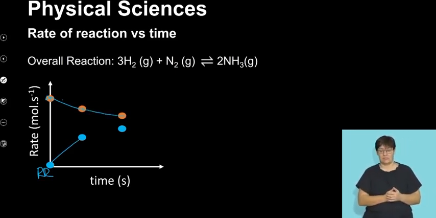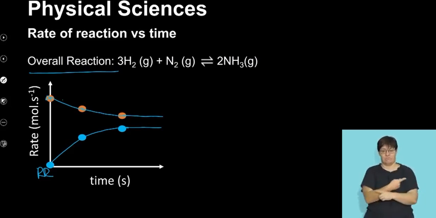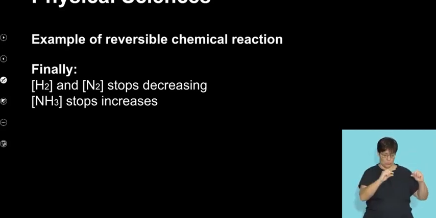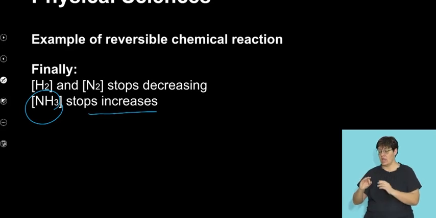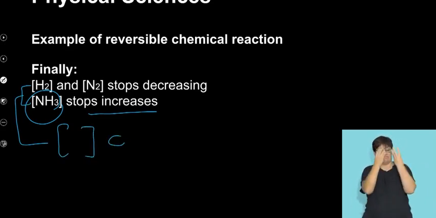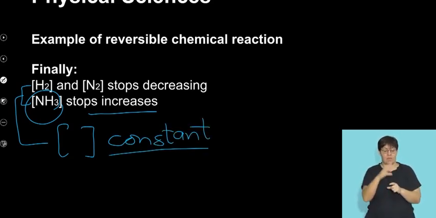So if we would complete this, our rate of reaction graph will look more or less like that, and that is now for the overall reaction, where we look at the forward reaction and the reverse reaction. Then at the end, finally, our hydrogen and our nitrogen stops decreasing. Our ammonia stops increasing. So what happened here is, for both the forward and the reverse reaction, the concentrations of everything became constant. Not the same, the word is constant.